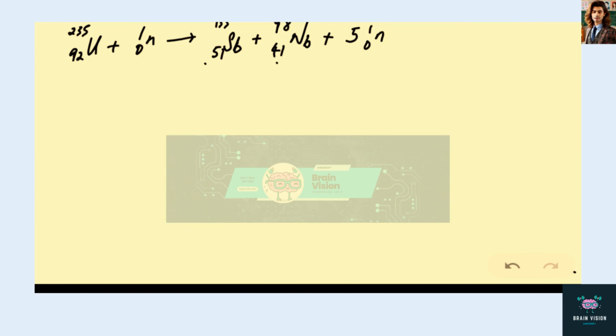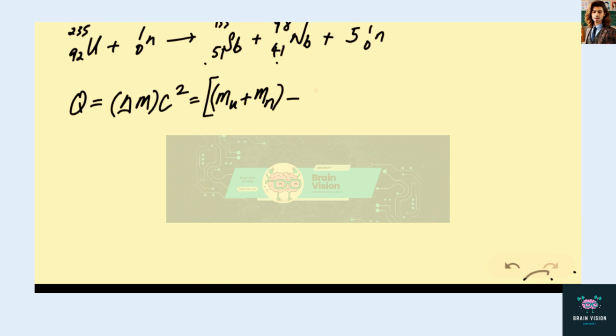To calculate the energy that's released, we look at the Q value. That is, we take the change in the mass of the nuclides, multiply that by C squared. The change in the mass means we take the initial masses, which is the mass of uranium plus the mass of the neutron. We subtract away the mass of the final products, which is the antimony and the mass of the niobium, as well as the mass of the 5 neutrons. We multiply that by C squared.